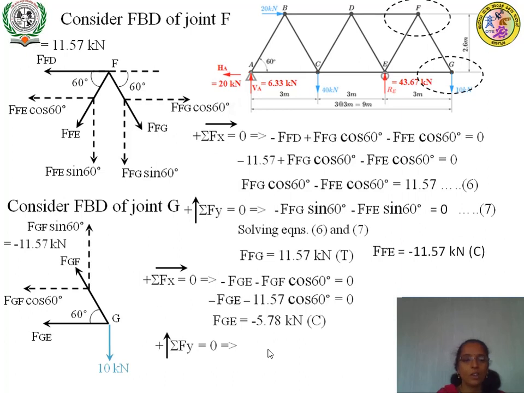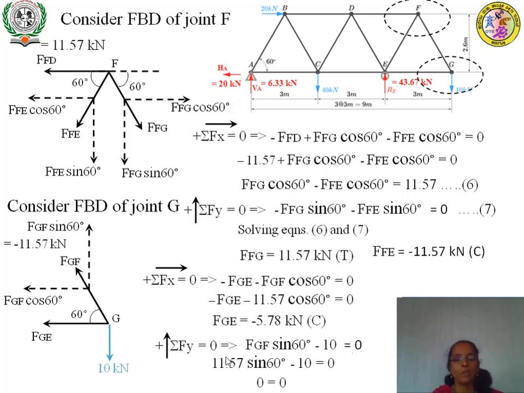Then we will apply sigma Fy equals 0. As a cross check, the only unknown was Ge, and now we have found it. So as a cross check, we apply sigma Fy: FGF sin 60 minus 10 is equal to 0. That gives 11.57 sin 60 minus 10, so that will be 0. Hence, whatever calculation we have made is correct.